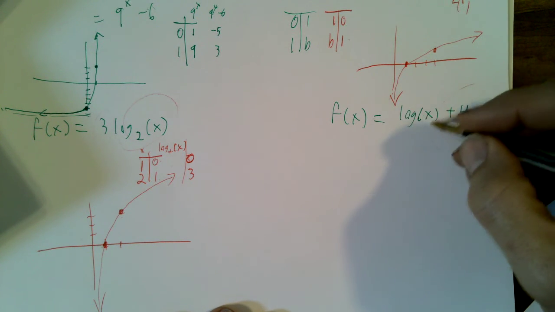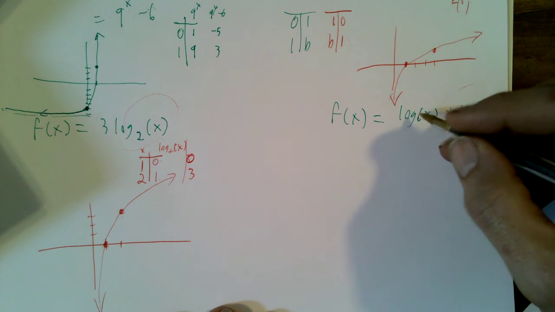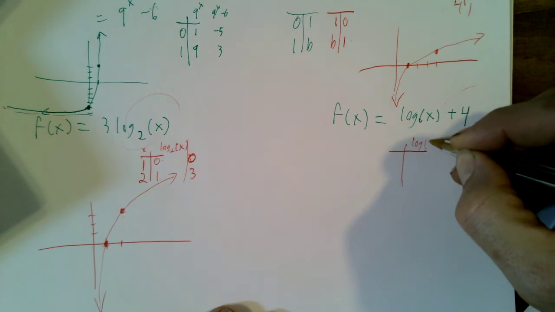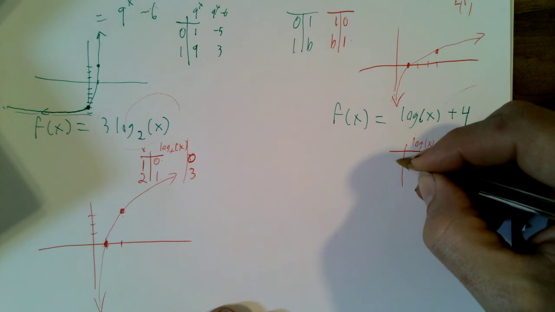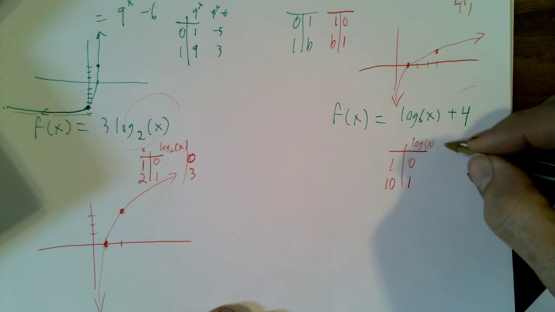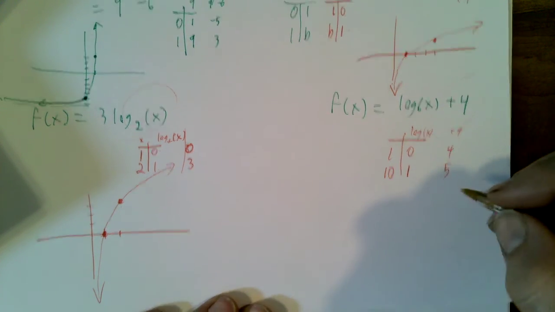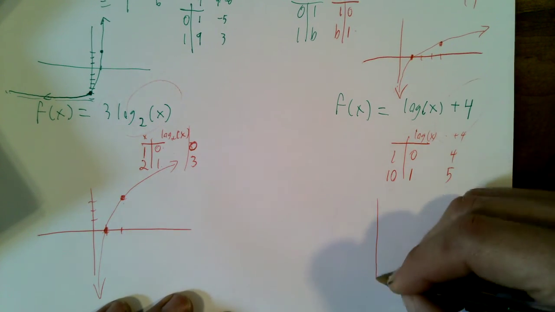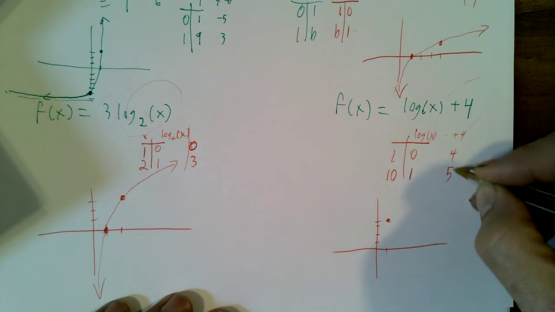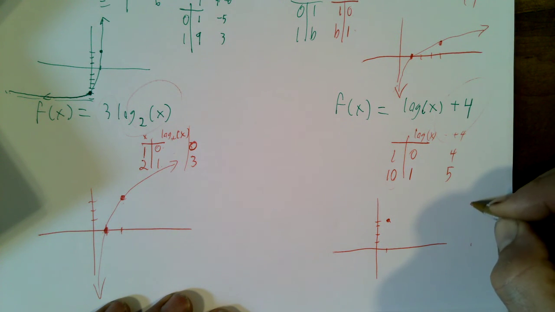So this is just log of x. I didn't put a base down here. So if you have log written without a base, that's understood to be log base 10. So my 2 key points for common log or log base 10 are 1, 0, and 10, 1. That's my base. And so if I do the plus 4 on it, I'm going to get 4 and 5. So when x is 1, I get 4. And when x is 10, I get 5. All the way out to 10 before this thing hits 5.